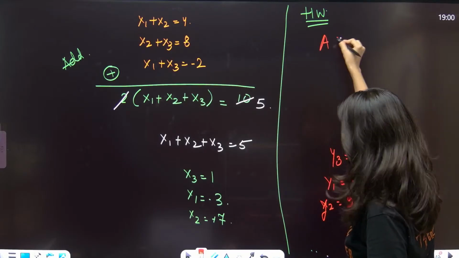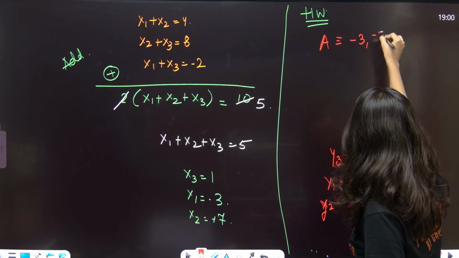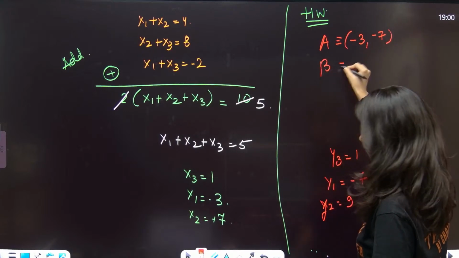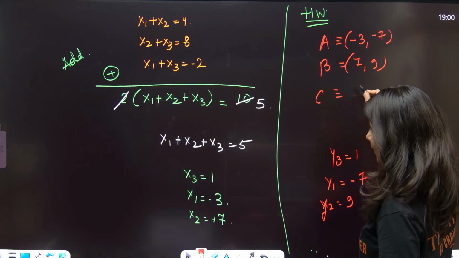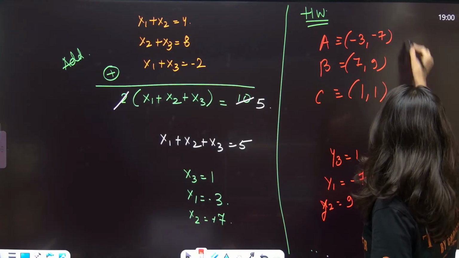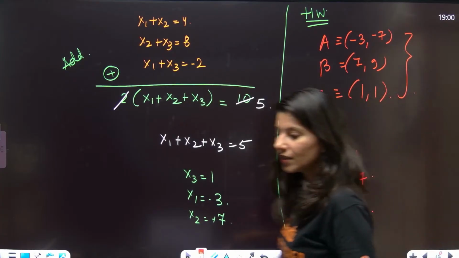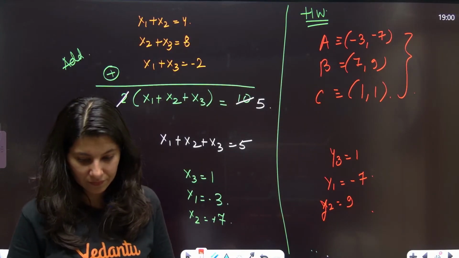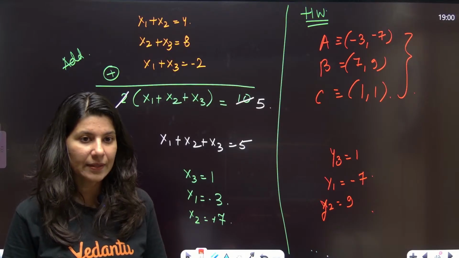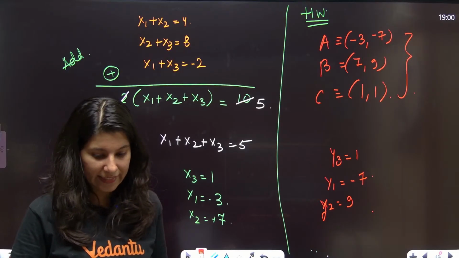So A coordinate will be (-3, -7). B coordinate will be what? (7, 9). And C coordinate will be what? (1, 1). These are the coordinates of your triangle. Okay? Yes? Clear, everybody?